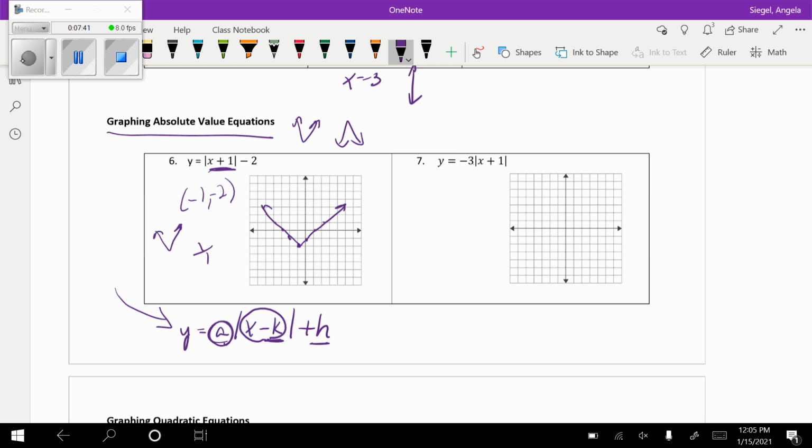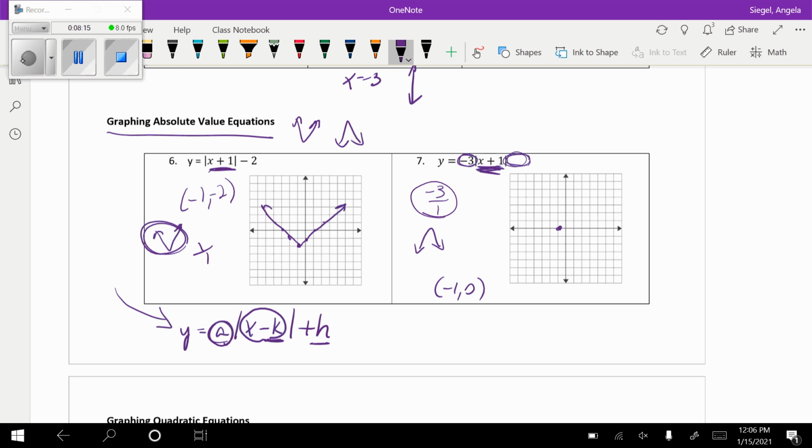If I have a -3 for my slope, I'm going to look at that as -3 over 1, and it's going to end up like this. Anytime your a is negative, it's going to go down. Anytime your a is positive, it's going to point upwards. So if I have -3 times the absolute value of x plus 1, and there's nothing out here, my vertex is going to be -1, 0. That's going to be my starting point right there.